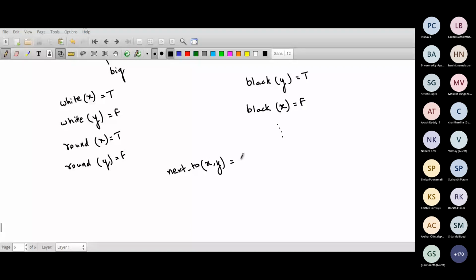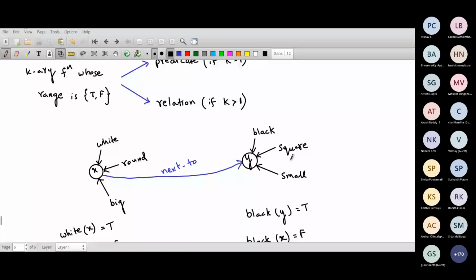This is true. I may take some other object x comma z. This may be false. Okay, so that is the idea. So here you see relation is always between two objects. If you take this next to kind of a relationship, it cannot be applied to only one object. You cannot say x is next to. No, that is an incomplete statement. X is next to what? That question will come, right?